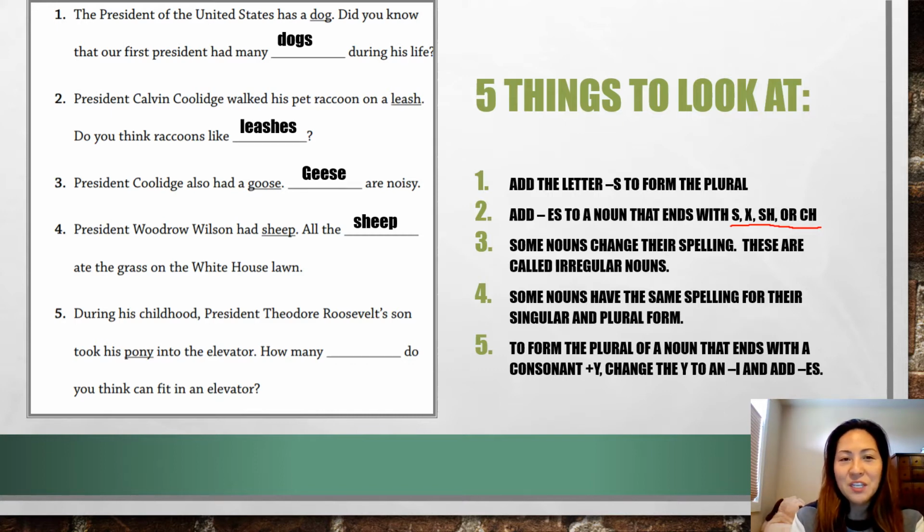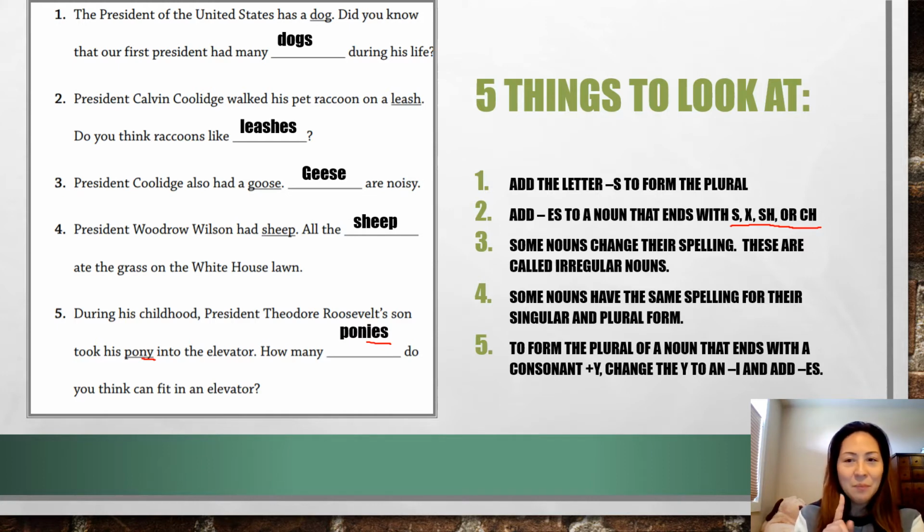Number 5, during his childhood, President Theodore Roosevelt's son took his pony into the elevator. How many ponies do you think can fit in an elevator? Now, some words, if they are a consonant and then a Y next to each other, you change the Y to an I, and then you add ES to the end of the word to make it plural.